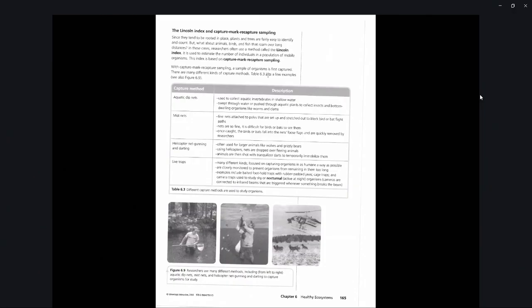Live traps aren't shown here, but there are lots of live traps. The idea is that you're not harming the animals in the trap. You're just trapping them to be able to get the information you need. They're good for studying animals that are very shy, nocturnal animals. Nocturnal animals are animals that only come out at night.